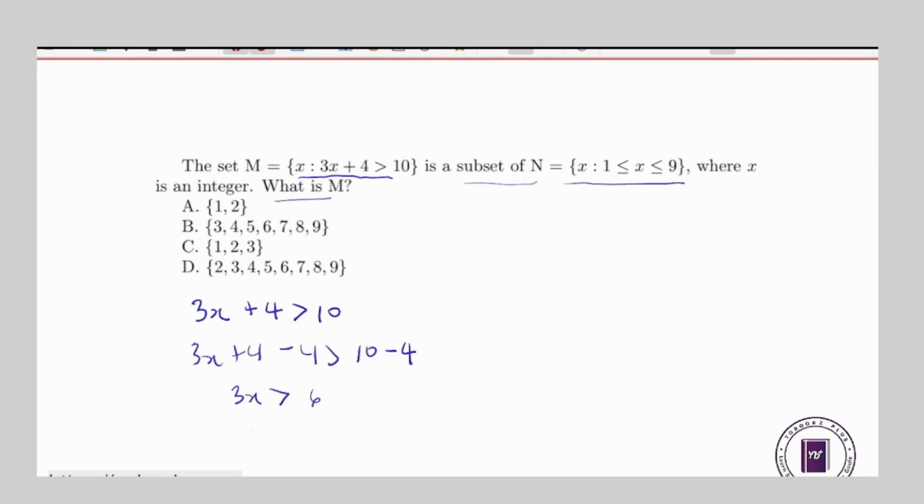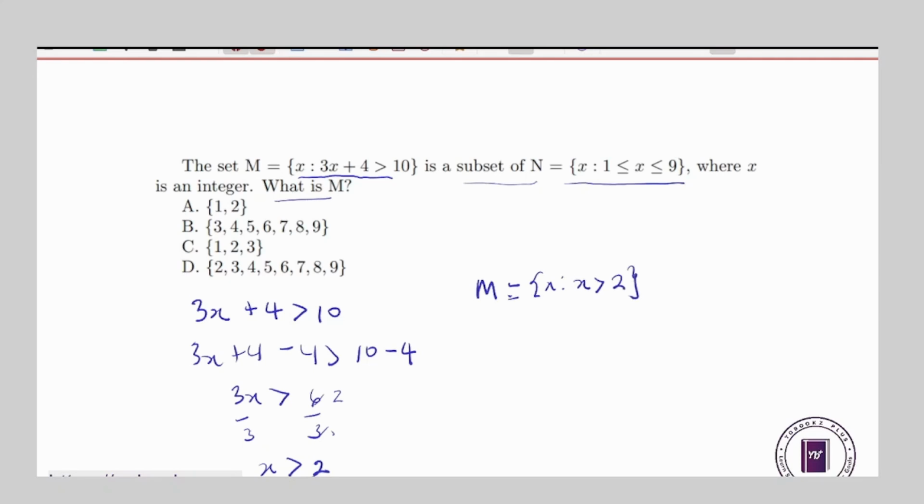Right. And so dividing both sides by 3, the coefficient of x, so x can stand alone, we have x being greater than 2, right? Because 3 will go into itself 1 and go into 6, 2. So x > 2. Now, with that said, we can properly define our M. So M is x such that x > 2.